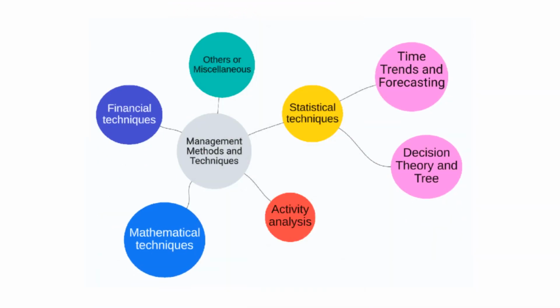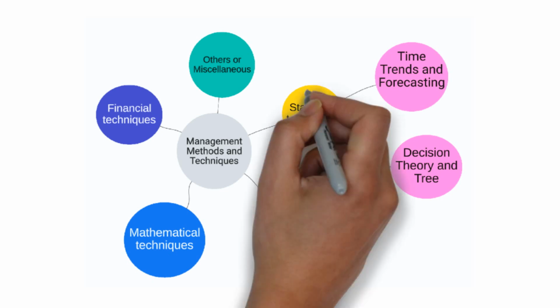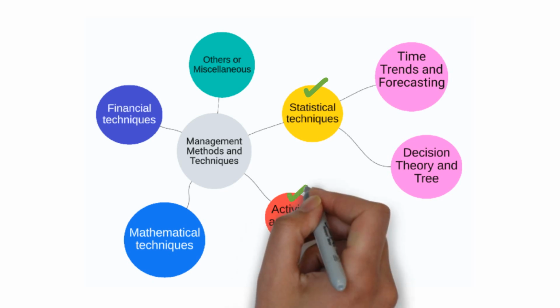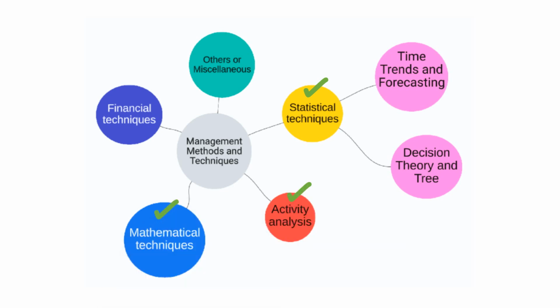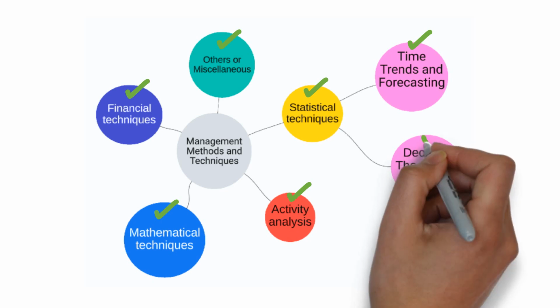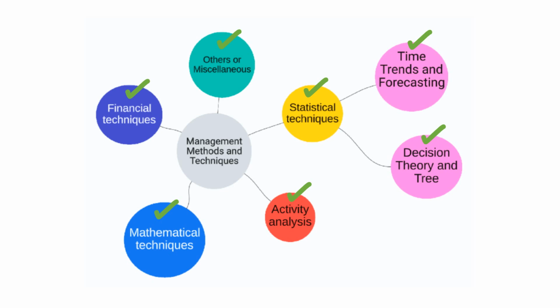We discussed that management methods and techniques are broadly classified into 5 categories: statistical techniques, activity analysis, mathematical techniques, financial techniques, and others or miscellaneous techniques. Statistical techniques are basically of 2 types. Number 1, time trends and forecasting, and number 2, decision theory and tree. In this session, we will discuss the decision theory and tree.